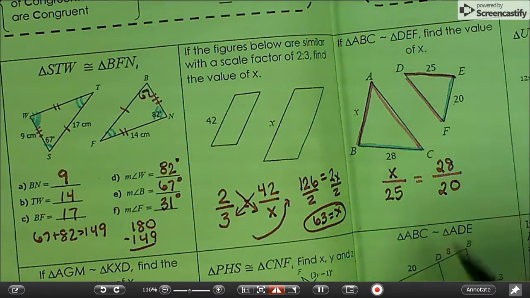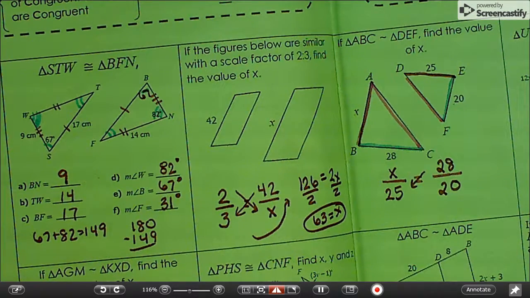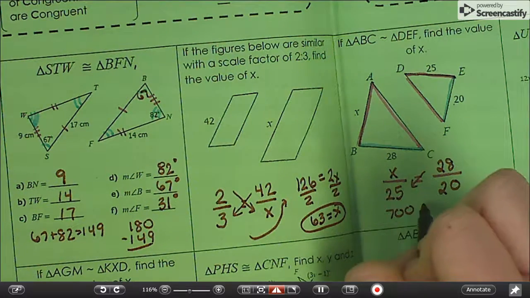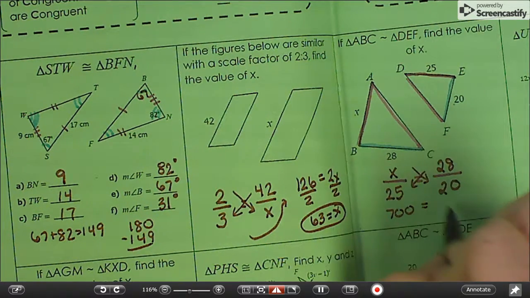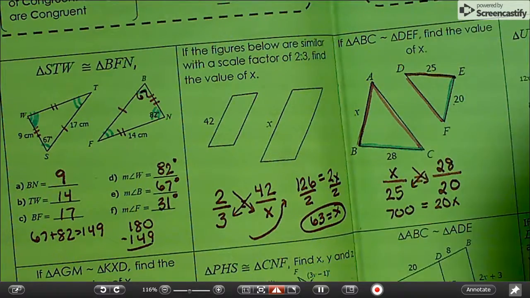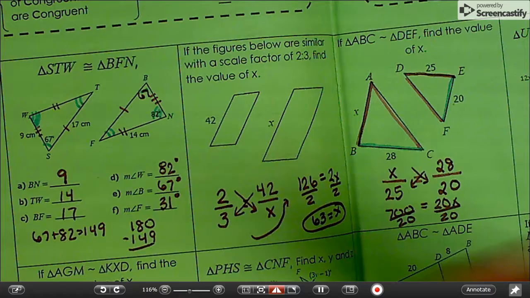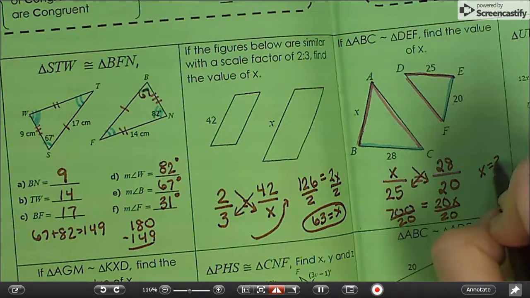Okay, cross multiply. So we have 25 times 28 is 700 equals 20x. We'll divide both sides by 20. So x equals 35.